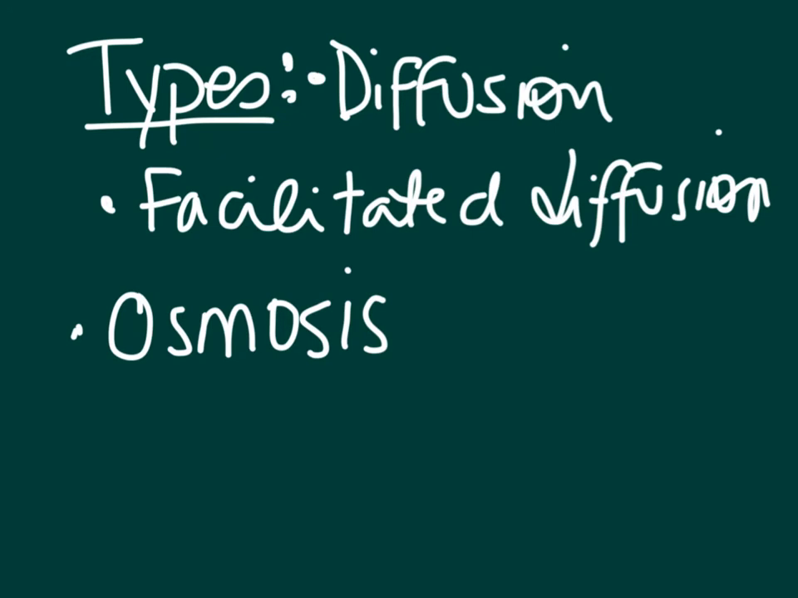The three types of passive transport that we've learned so far are diffusion, which is any molecule moving down its concentration gradient. Facilitated diffusion is any molecule moving down its concentration gradient with the help of a protein carrier or a channel. And osmosis is the diffusion of water specifically, so it's really just a special kind of diffusion.